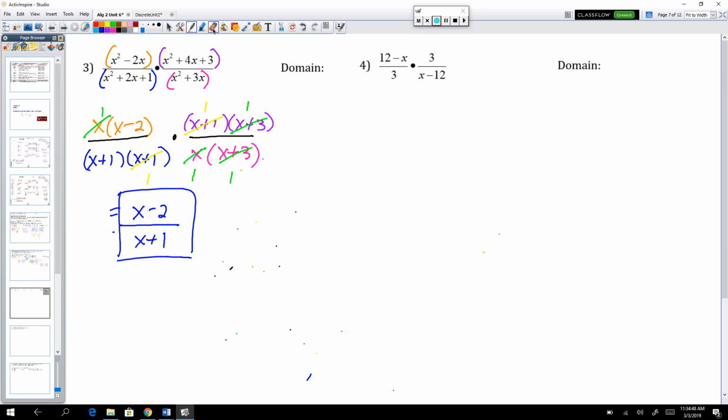Now we'll need to check for domain limitations. And remember, domain limitations can happen at any point along the solving, so we need to account for all of them. So let's make a list of all the different things that we see on the bottom and say that each of those factors can never be equal to 0. X plus 1, you may not equal 0.